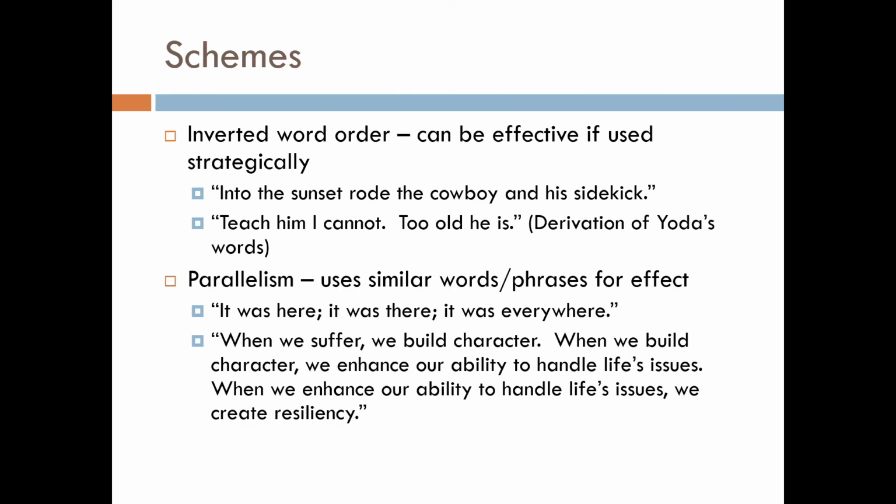Parallelism uses similar words or phrases for effect, which can be related to anaphora. It was here, it was there, it was everywhere. When we suffer, we build character. When we build character, we enhance our ability to handle life's issues. When we enhance our ability to handle life's issues, we create resiliency. Notice how each one of those sentences builds on the one prior to it through this parallelism, right?